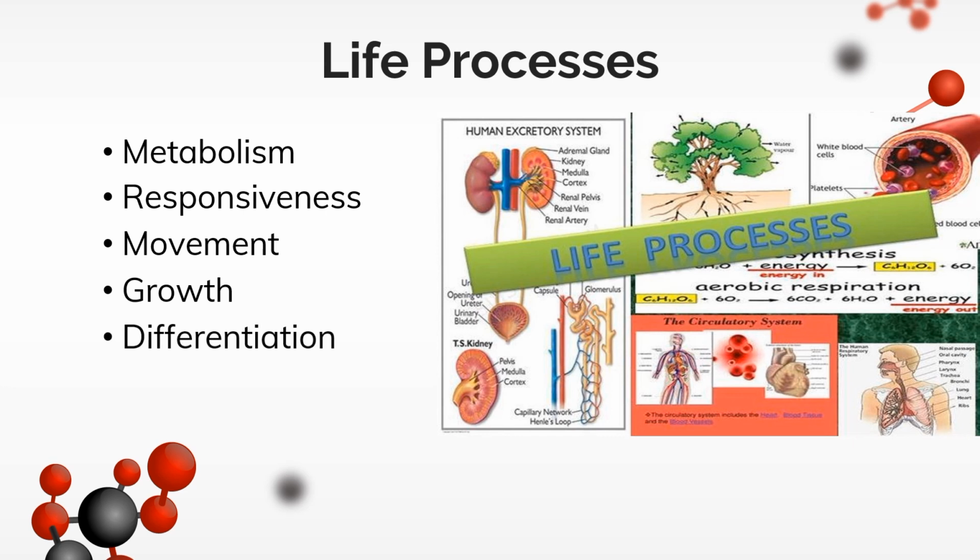Next important life process is differentiation. Differentiation is the process whereby unspecialized cells become specialized cells, and such precursor cells which can divide and give rise to cells that undergo differentiation are known as stem cells.